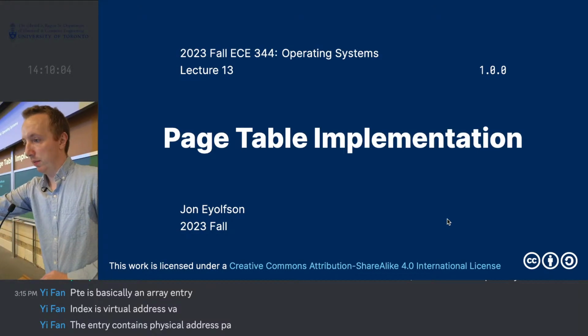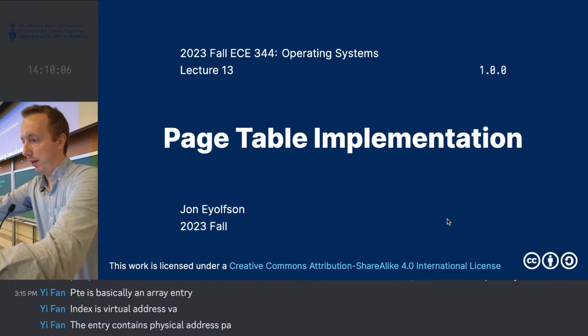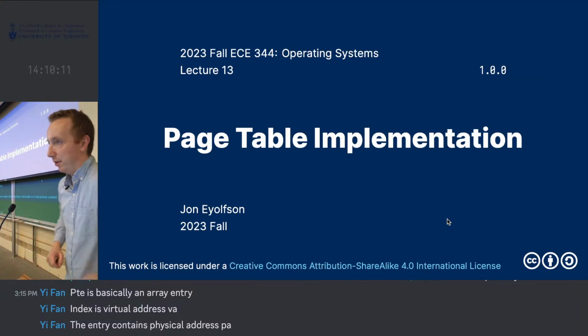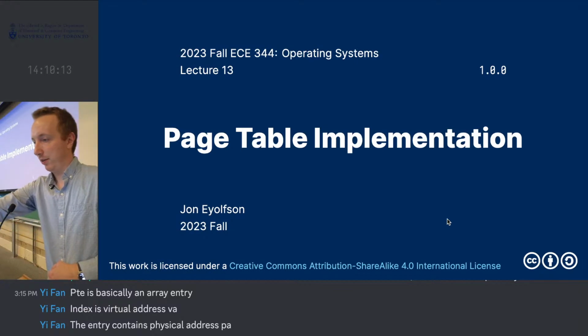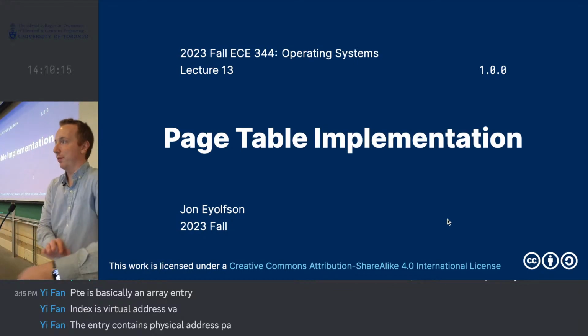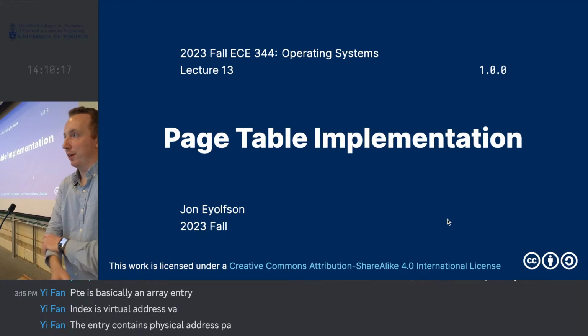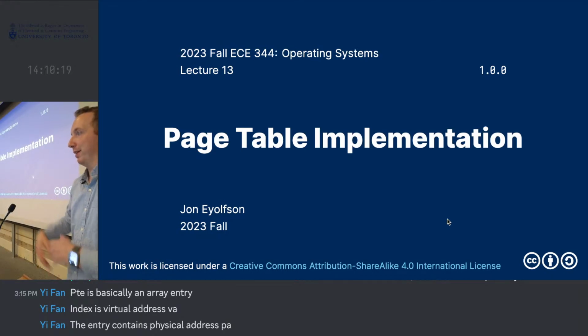Alrighty, welcome back to our operating systems. So, today we are talking about the page table implementation. After this, well, you could have started Lab 3 last lecture, but this is the last thing that will help you with Lab 3.